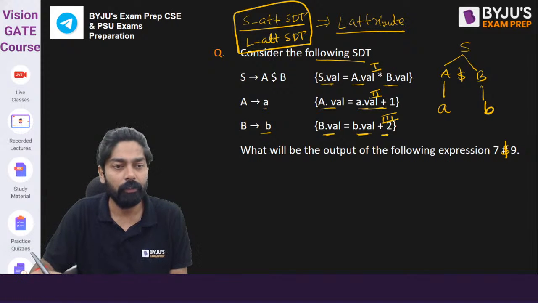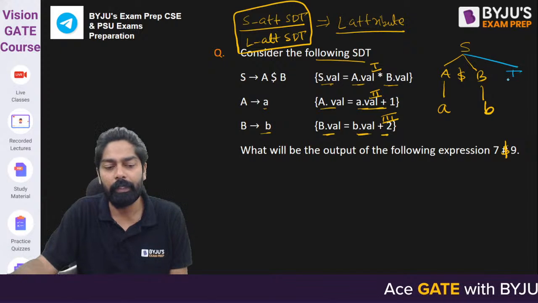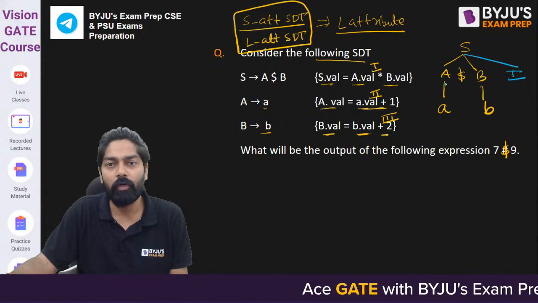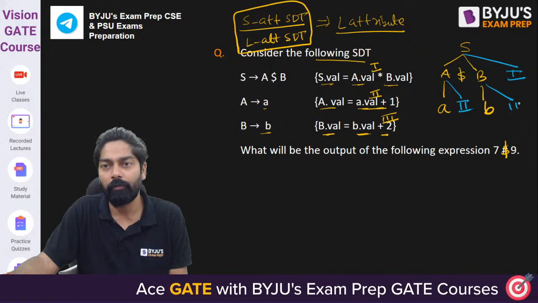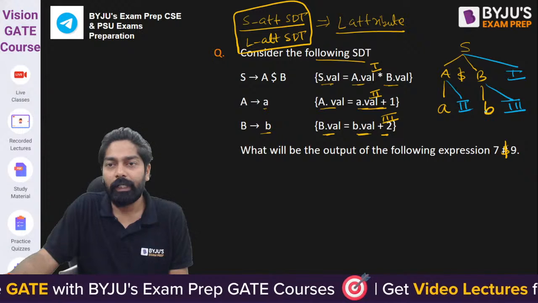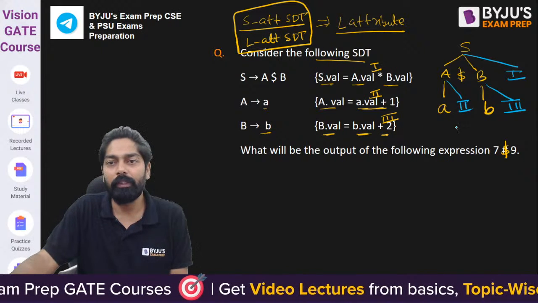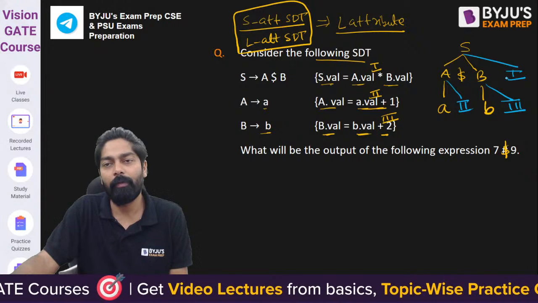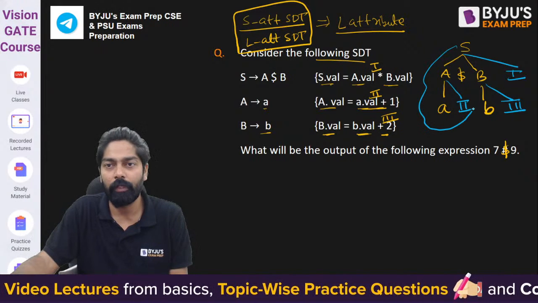Now I am using some other color. See clearly, S goes to AB. This is your first semantic rule, this is your second semantic rule, and this is your third semantic rule. So what we need to do, my dear friend? Just follow the semantic rule order: depth first, scan left to right.